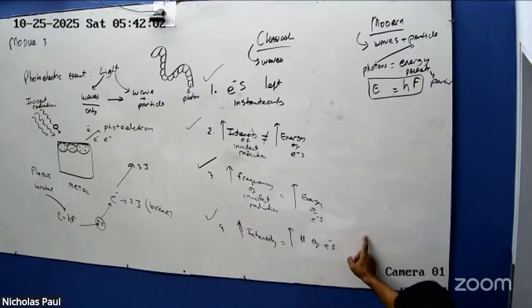Lastly, number 4, last one. An increase in intensity implies an increase in the number of photons, which in turn will increase the number of photoelectrons leaving.